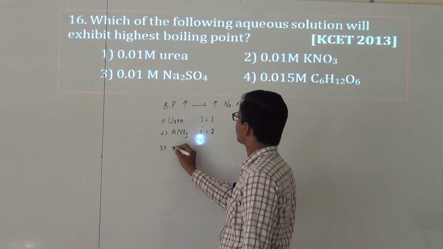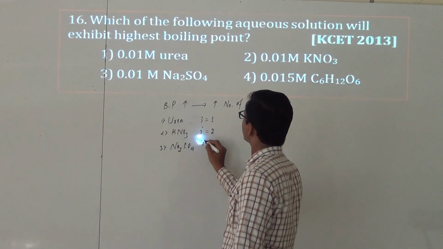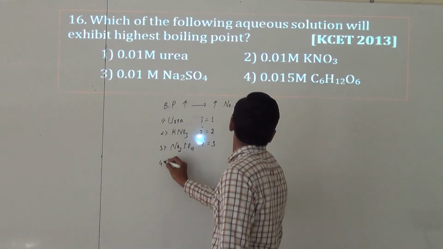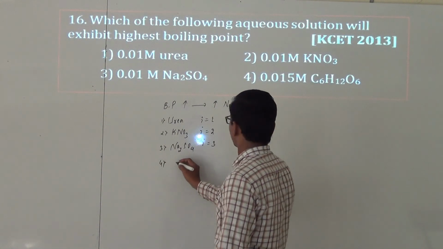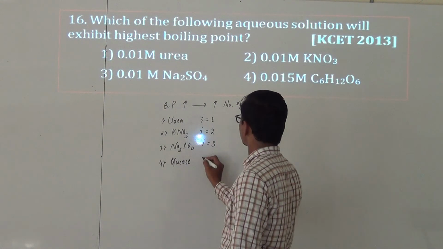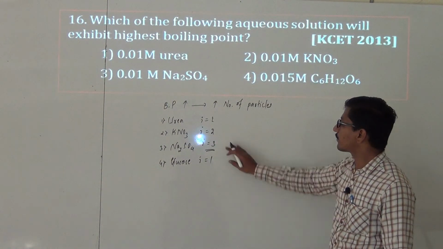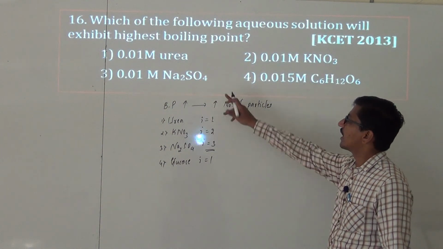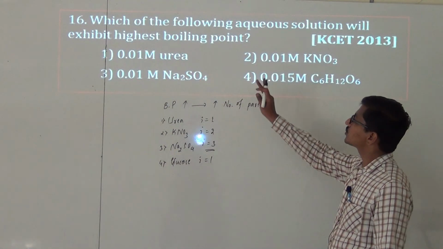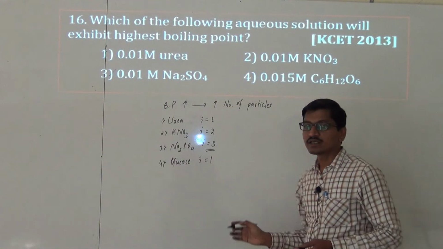Third option, Na2SO4, i is equal to 3. And the fourth one is glucose, C6H12O6, i is equal to 1. The maximum number of particles are present in sodium sulfate, so the highest boiling point is observed in this case, and third is the correct option.